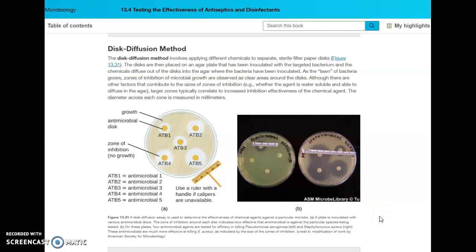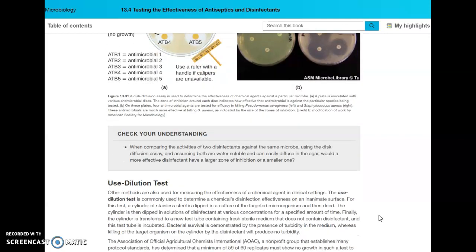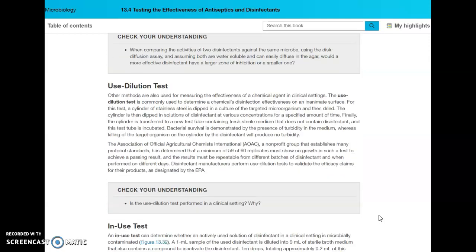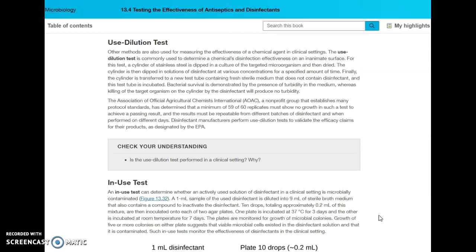The larger the zone, the more inhibition that has occurred. Okay. That's what we use in the lab. We use the disc diffusion method in the lab. Now, 2 other tests that can be used are the use dilution test and the in-use test. The use dilution test is used to determine the effectiveness on an inanimate surface. So we're looking at how is it going to be used, like on a tabletop or other fomites.